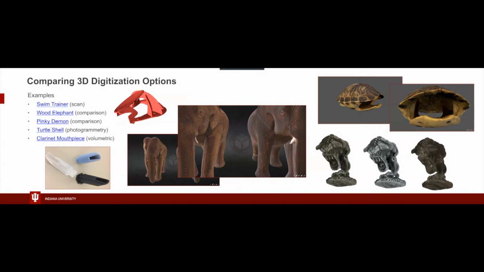Here's some side-by-side examples of which you would use. So I already talked about the swim trainer. That was a scan project. This elephant here, I did both so that you could see the results from photogrammetry and from 3D surface scanning. I'm just going to ask, which one's scanning, which one's photogrammetry? Well, based on the owl, the one on the right is the scan. Give that man a cigar, obviously.